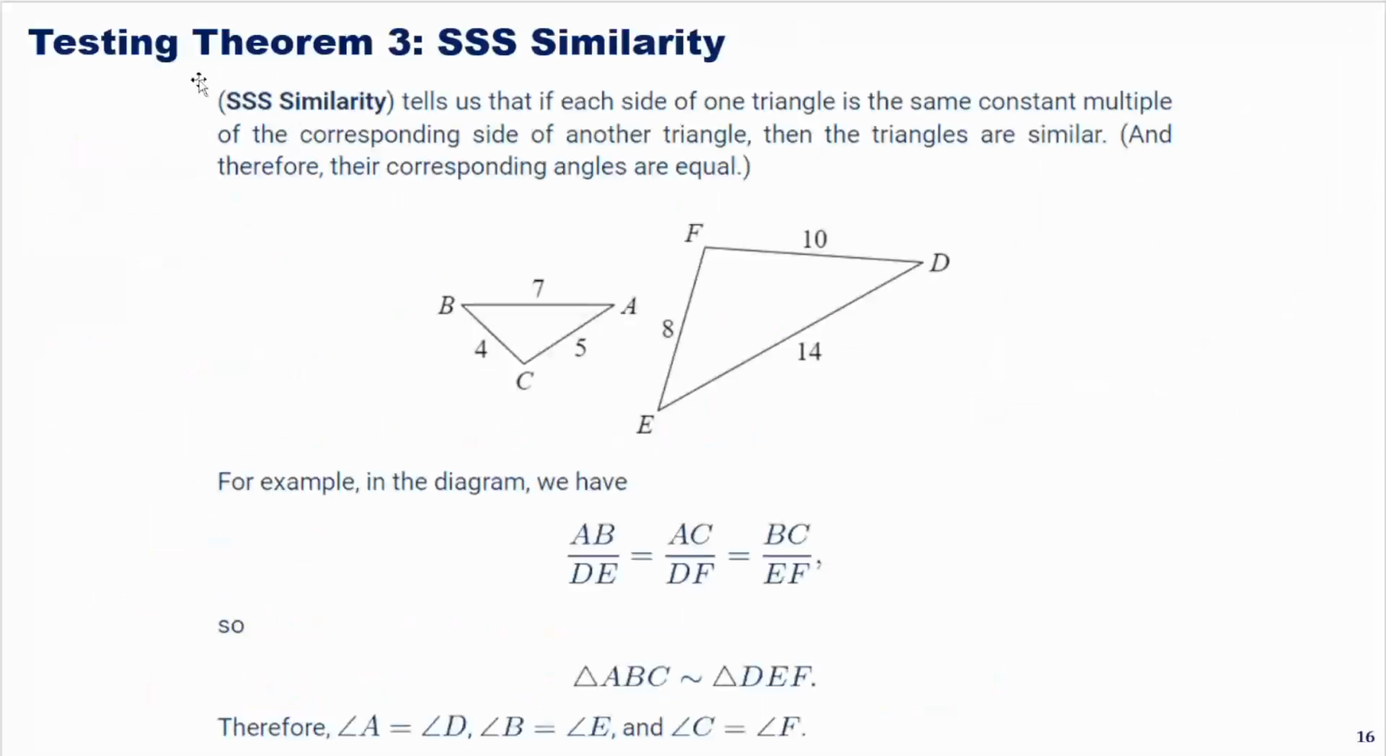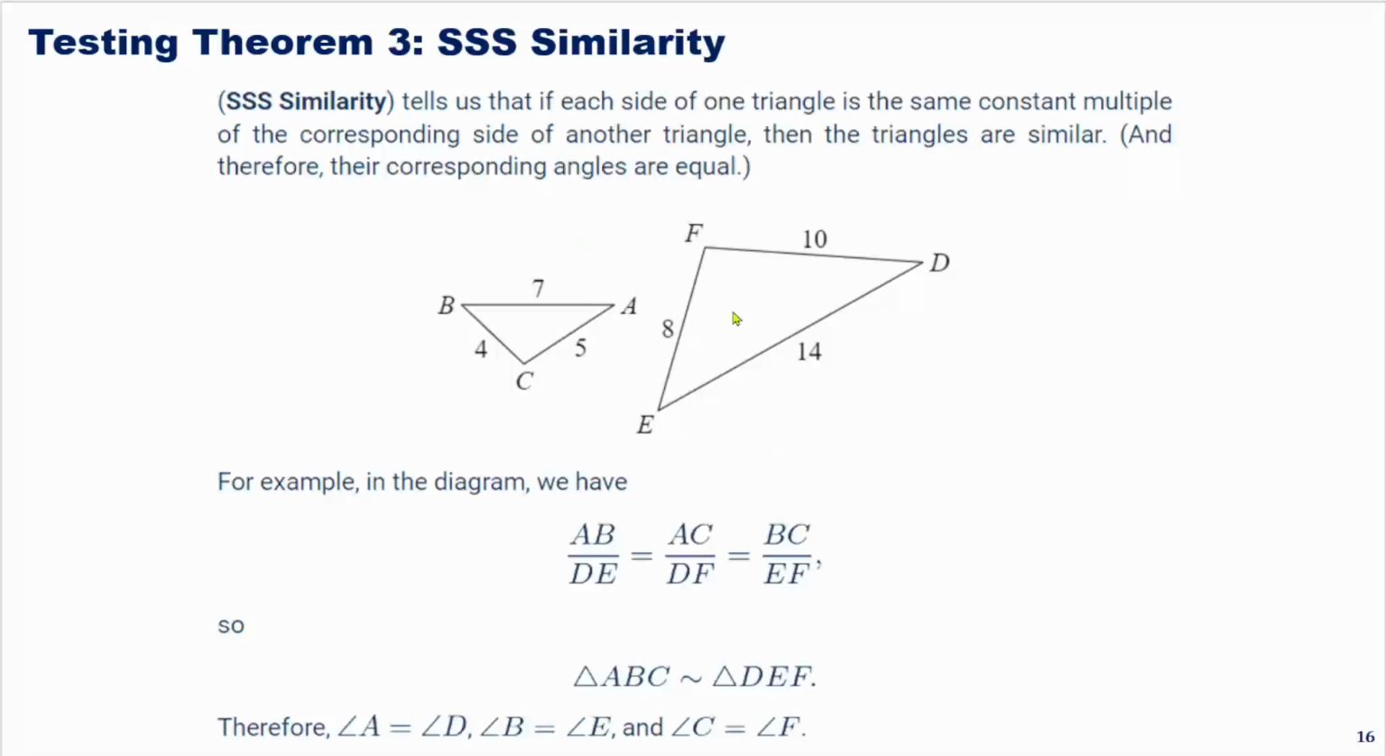And then the third theorem you can use to determine whether two triangles are similar is called SSS similarity, which says that if each side of one triangle is the same constant multiple of the corresponding side of another triangle, then the triangles are similar, and therefore their corresponding angles are also equal.